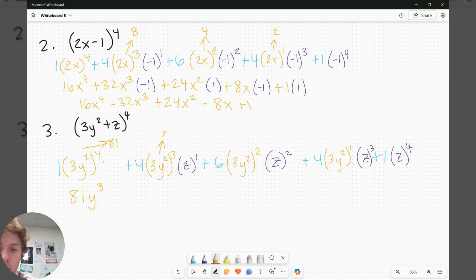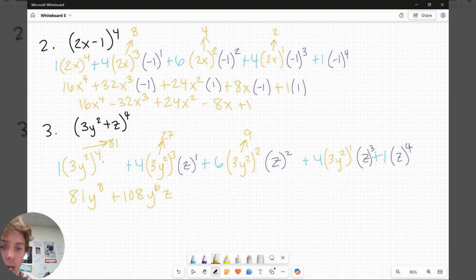3 to the third is 27. 27 times 4 is 108. Multiply your exponents. Something raised to 2 exponents, you multiply them. Y to the second and to the third gives me y to the sixth. Don't forget the z to the first there, which is just z.